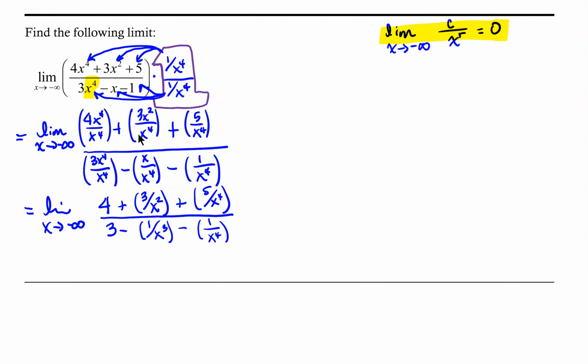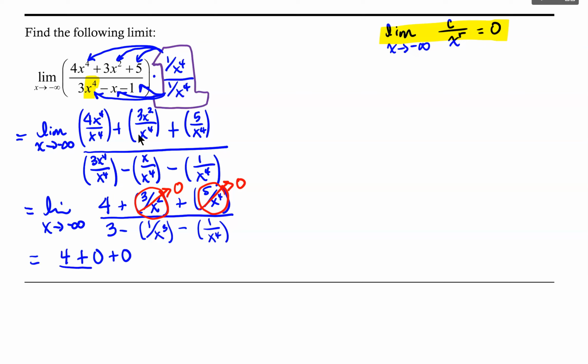As x approaches negative infinity, this 4 is not going to change. It will remain as a 4 plus, now taking our limit, this 3 over x squared, applying our property, we have c is 3 and our exponent on our x is 2. So that's going to head to 0. So this is plus 0. I can apply that property again here with the 5 over x to the 4th. That's going to head to 0. So I get a plus 0 here.